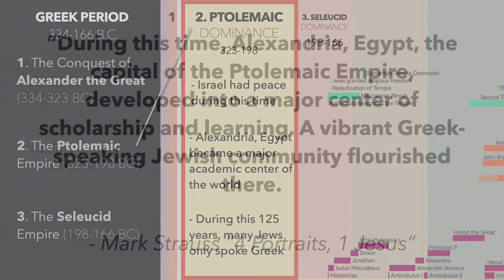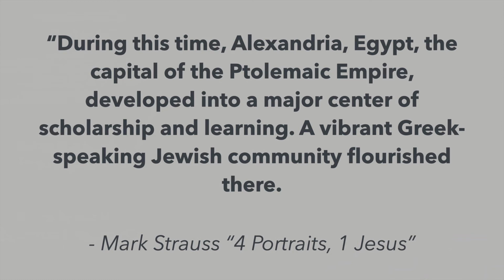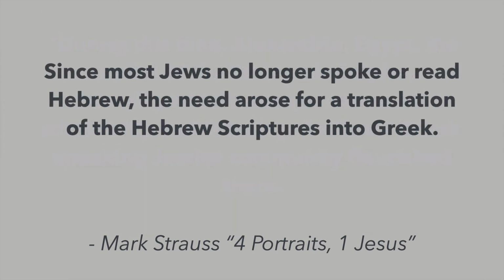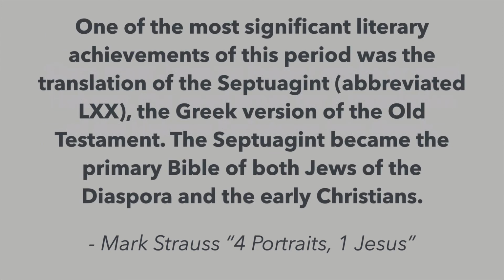So let me pull up a quote that I thought was great during this time. It says, "During this time, Alexandria, Egypt, the capital of the Ptolemaic Empire, developed into a major center of scholarship and learning. A vibrant Greek-speaking Jewish community flourished there. However, since most Jews no longer spoke or read Hebrew, the need arose for a translation of the Hebrew scriptures into Greek. One of the most significant literary achievements of this period was the translation of the Septuagint, which is abbreviated LXX. It is the Greek version of the Hebrew Old Testament. The Septuagint became the primary Bible of both Jews of the diaspora and of the early Christians."